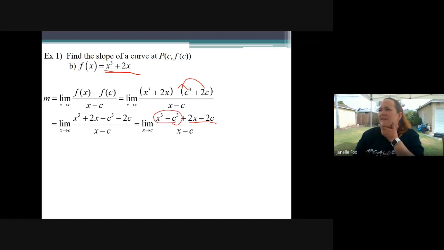Last time it was like a difference of squares. Wait a minute. Isn't this a difference of cubes? It is a difference of cubes. We can actually factor that. So let's try to factor that. We got to sing the silly song.